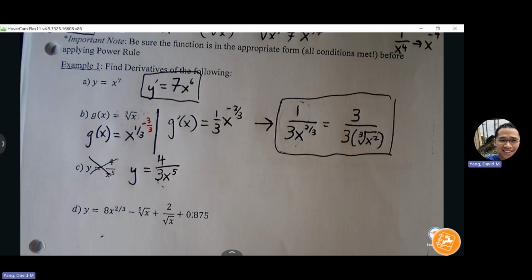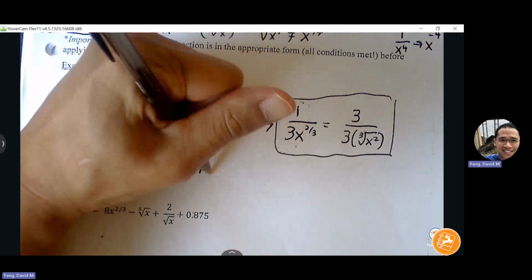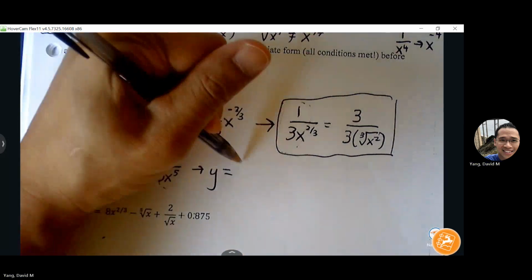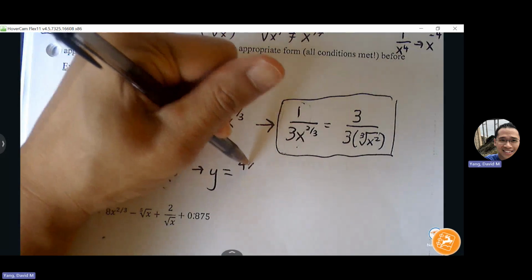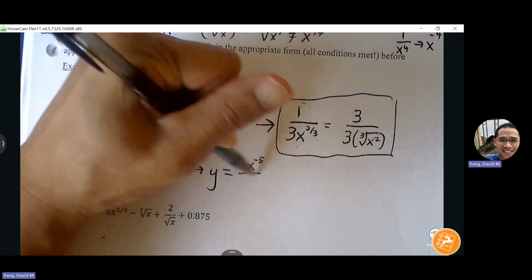The x is going to come up. The 3 is going to stay below. So we're going to rewrite this function, no calculus yet, as 4x to the -5 over what? 3 over 3.